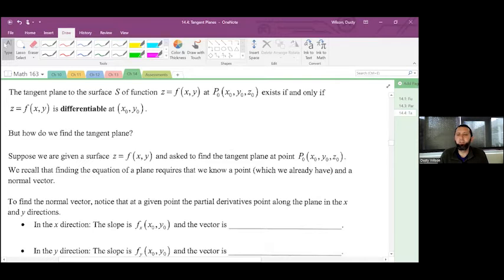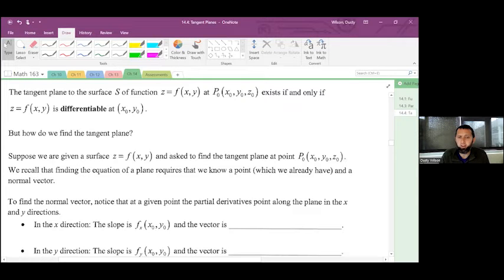The tangent plane to the surface S of a function z equals f of x, y at p naught, which is x naught, y naught, z naught, exists if and only if z equal to f of x, y is differentiable at x naught, y naught. But how do we find this tangent plane? Suppose we are given a surface z equals f of x, y and asked to find the tangent plane at point p naught, which is x naught, y naught, z naught.